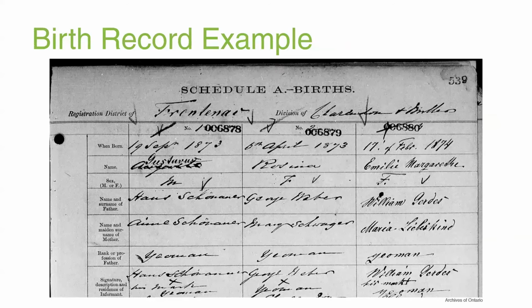I wanted to show a couple examples of some of the records that you might encounter along the way. Here's an example of an Ontario birth record. You can see here there are 3 main columns, and most Ontario birth records look like this, with 6 individuals on each page with 3 columns, and in them you'll get information such as their name, their birth date, gender, the names of their parents, and usually the profession or occupation of the father.